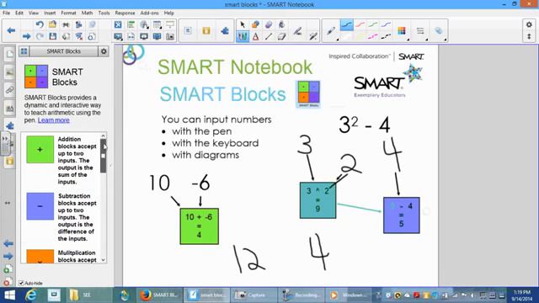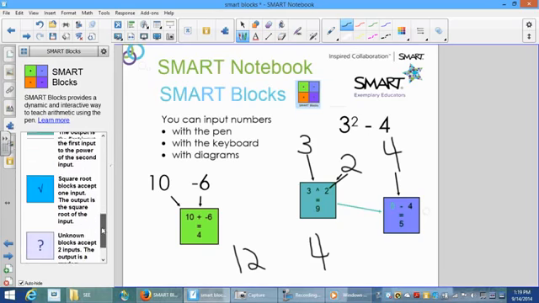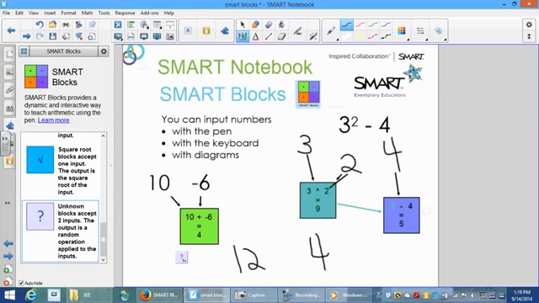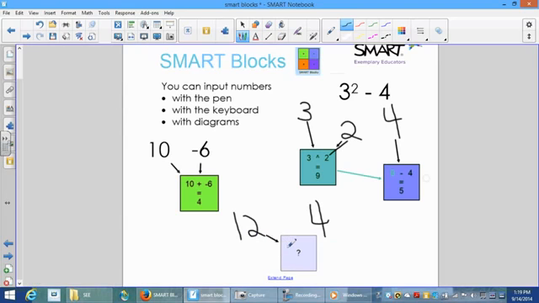Now, as well as the regular operations, addition, subtraction, multiplication, division, powers, and square root, there's this unknown block. So I'd like to demonstrate that. So I'm going to pull in the 12. I'm going to pull in the 4. And it says the answer is 16. So the discussion is, what operation would give you that answer of 16?